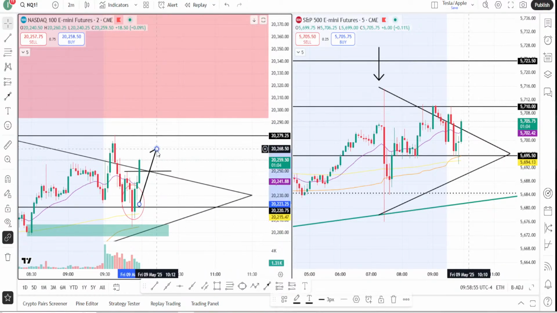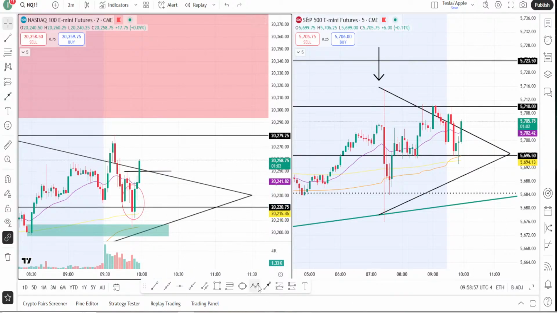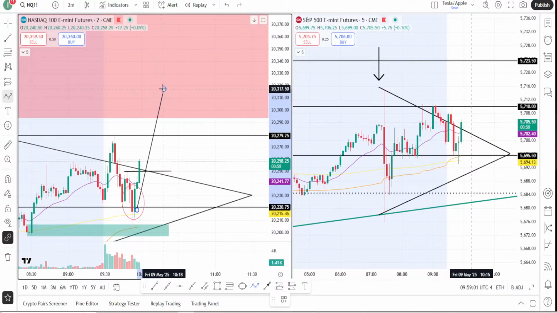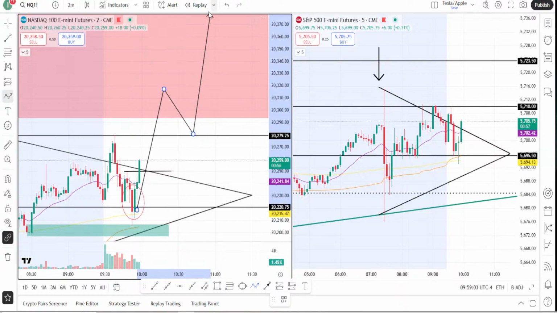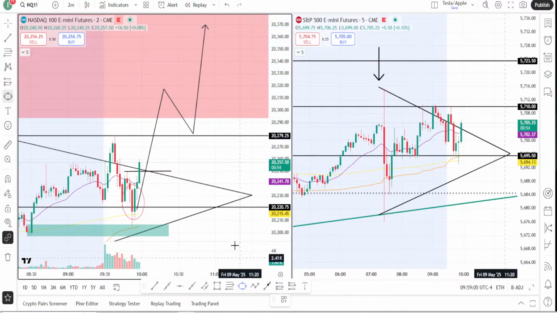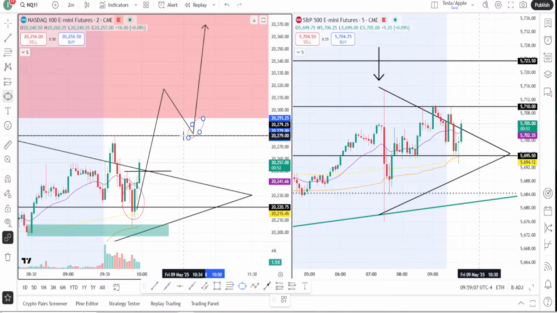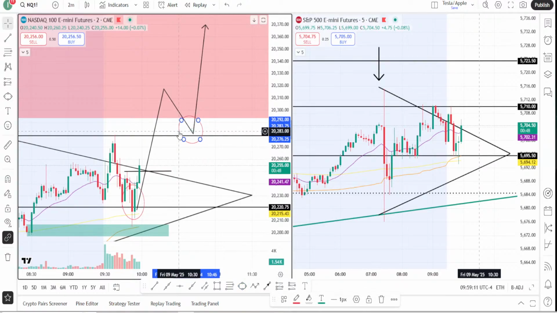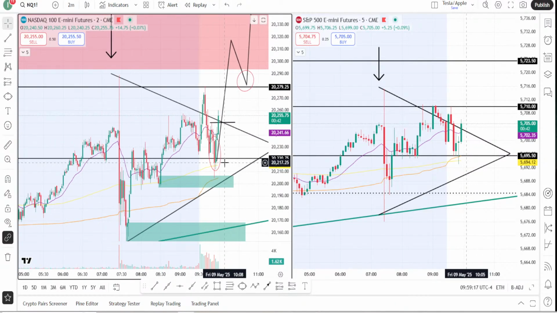Okay, so now I want to see a strong push above, and I want to see a pullback, a bull flag, anything that'll just indicate that price wants to go higher here, and I'll take it.